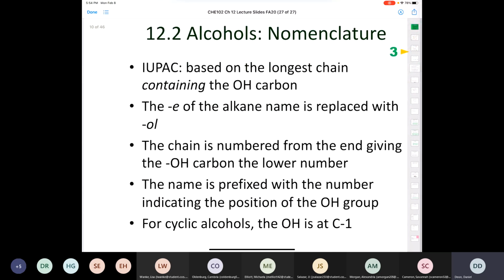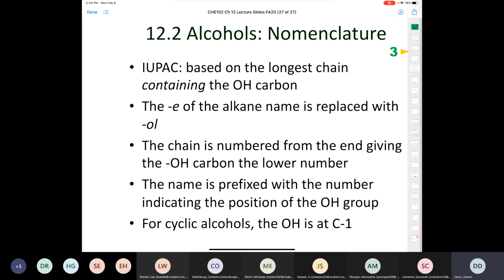How do we name alcohol? So I promise you that whatever you learned about nomenclature in chapters 10 and 11, you're going to be able to use that knowledge in chapter 12. Now, obviously, if we're naming an alcohol, it's a little bit different. But again, if you understood alkanes, alkenes, and alkyne nomenclature, you'll find that it won't be that much of a stretch to name an alcohol.